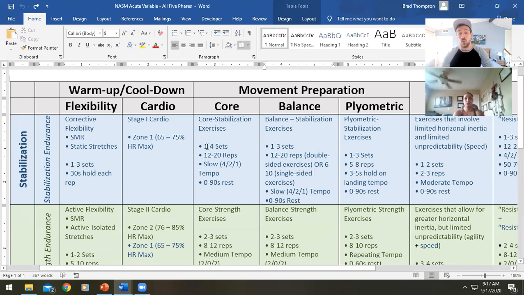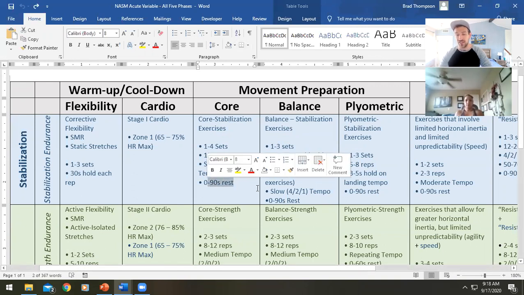So we're focusing on 1 to 4 sets for core, 12 to 20 repetitions for core. However, a lot of times most of the core stabilization exercises are isometric, so you'll probably do between 30 and 45 seconds instead. You're going to do a slow 4-2-1 tempo where applicable. So for instance, if you were doing those McGill setups, you would go up for 1, hold for 2, and then descend for 4. Up for 1, hold for 2, and down for 4. And you would rest 0 to 90 seconds.